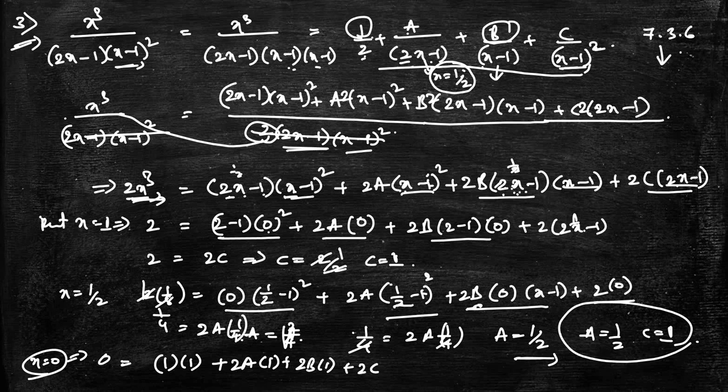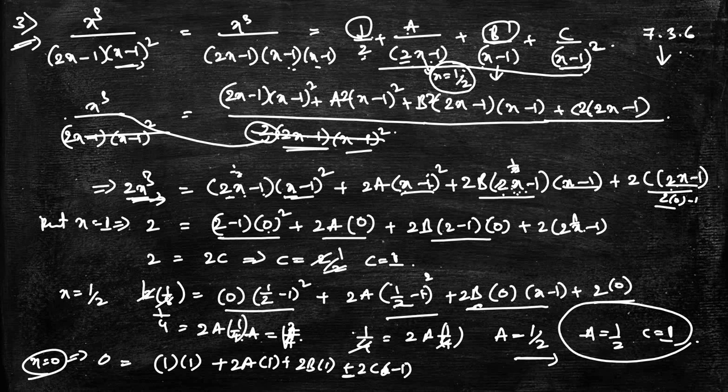Plus 2 into 2c into, if I substitute 0 it will become 2 into 0 minus 1, minus 1, sorry, here minus 1 will come. So minus 1 into this 2c is equal to minus 2c. So this I will write on the next page.